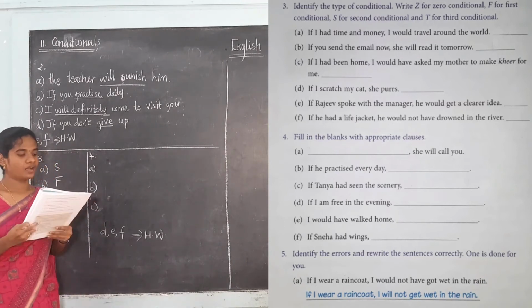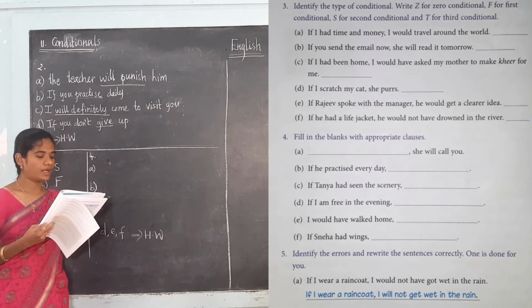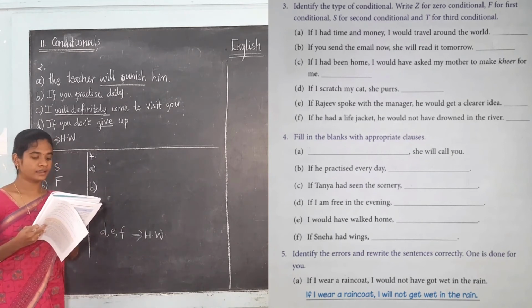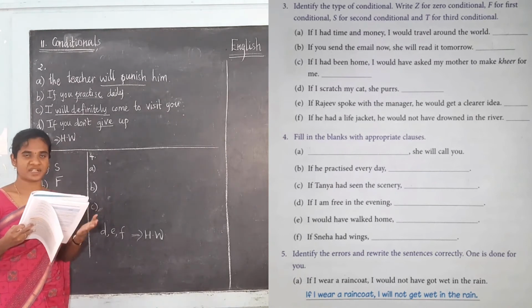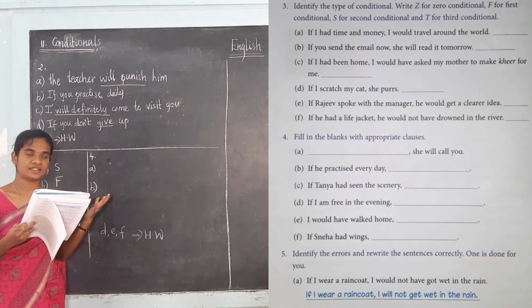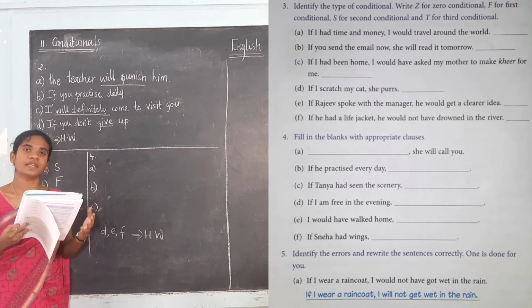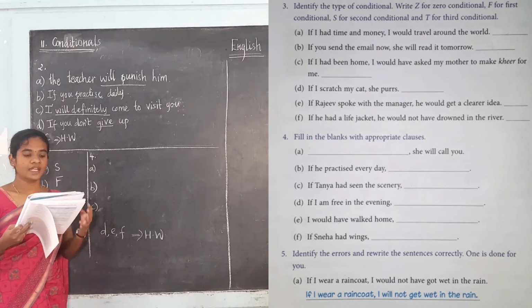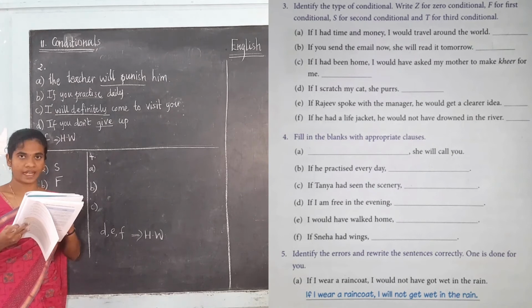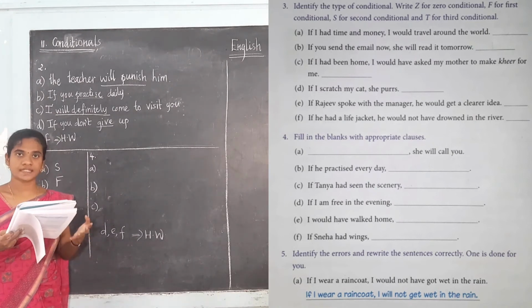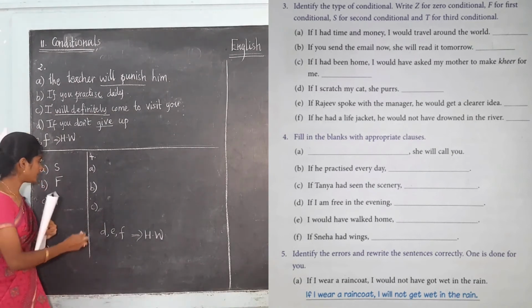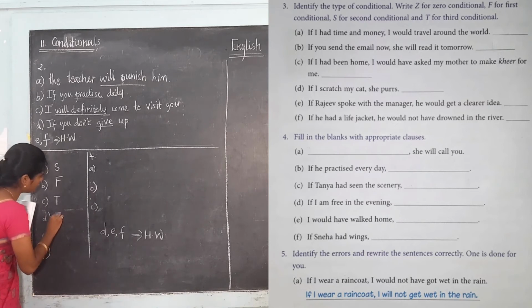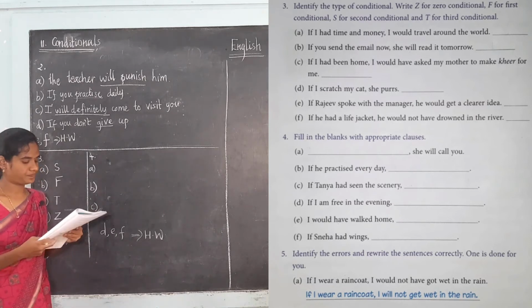Then next one, if I scratch my cat, she purrs. So it is a zero conditional. It is real: the if clause states the real condition, and the main clause states its real result. If I scratch my cat, she purrs. So it is a zero conditional, with a real condition and real results.